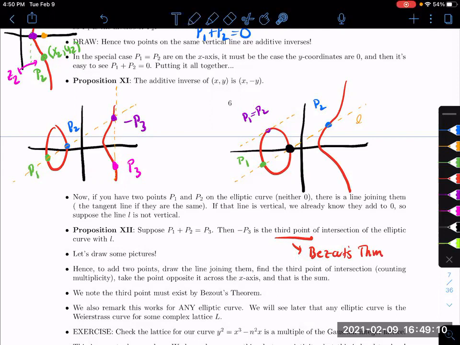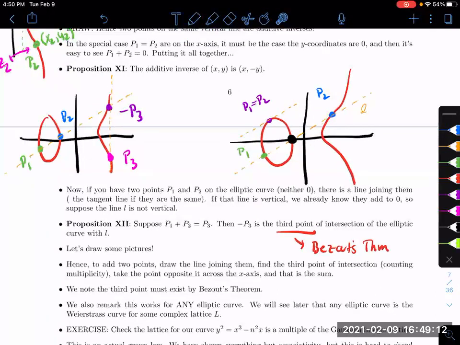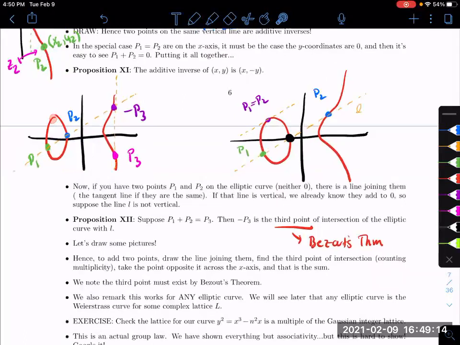And this works even if the 2 points are the same, even if these points are tangent or are the same and you're using a tangent line, there'll still be some third point of intersection, and its mirror image across the x-axis will still be the sum. And again, you don't have to worry about this third point existing because algebraic geometry. Okay.